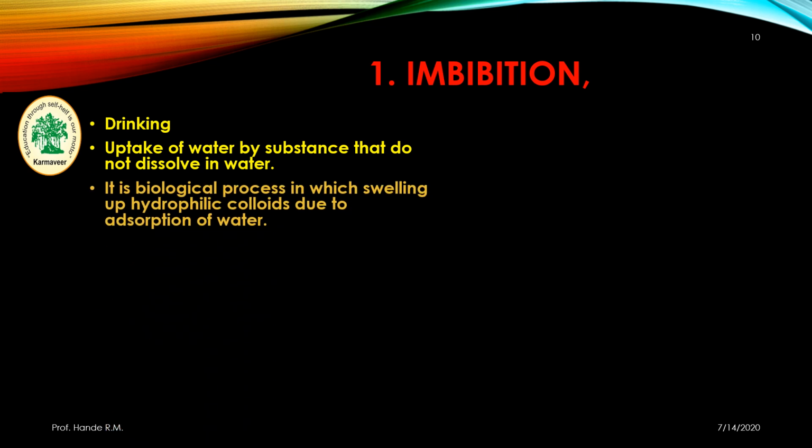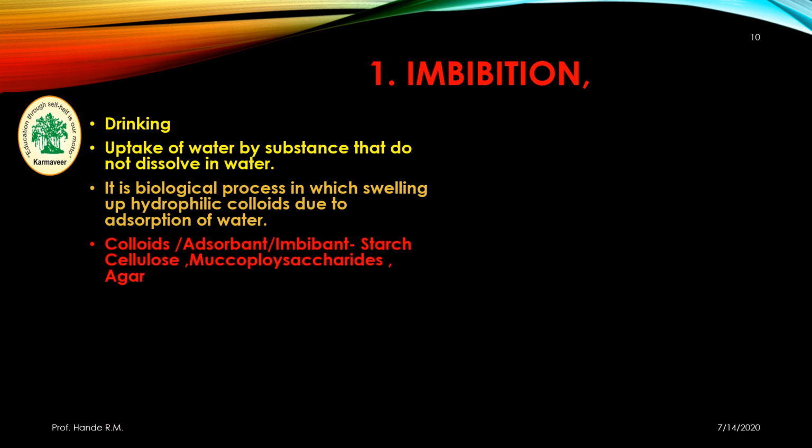What is meant by imbibant? Imbibant is also known as colloids and adsorbent. Some examples: starch, cellulose, mucopolysaccharide, and agar are examples of imbibant. Imbibant is a substance that adsorbs water, and generally it is a solid substance which adsorbs water and swells up.